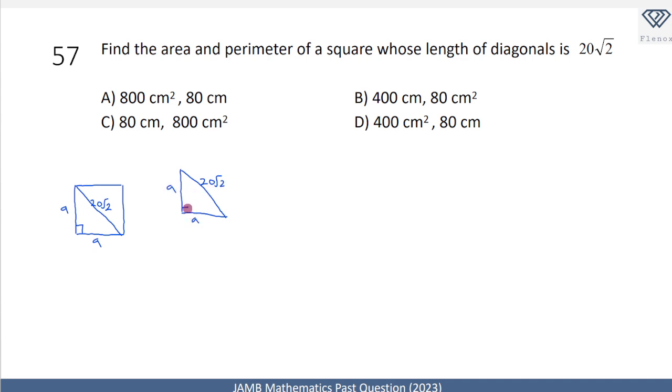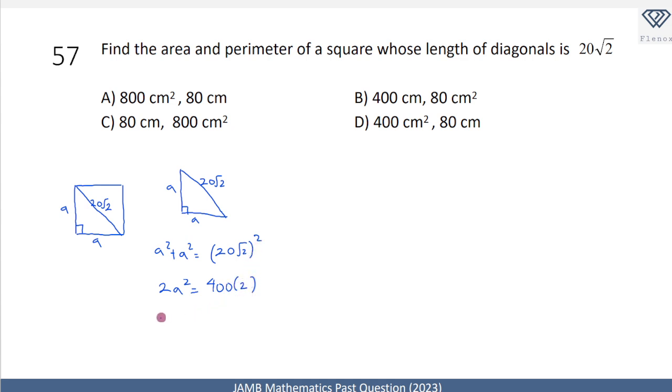And now this is my classic Pythagoras theorem. I know that the sum of the square of both sides is equal to the square of the hypotenuse. So I know that A squared plus A squared will be equal to 20 root 2 squared. So A squared plus A squared is 2A squared, which will be equal to 20 squared, which is 400, and root 2 squared will be 2.